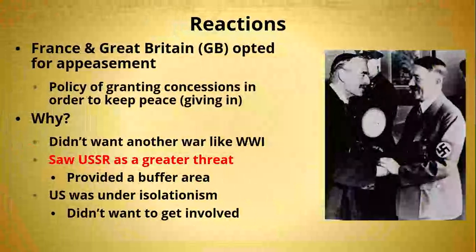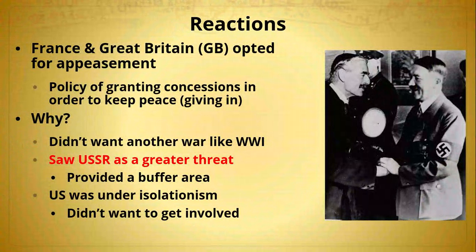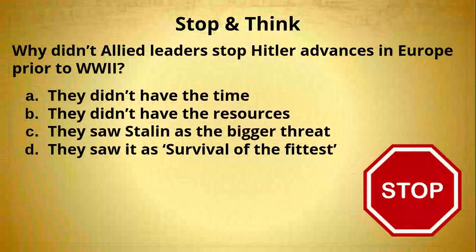So, how it builds up again is that Hitler is actually going to take over different parts of Europe. And Great Britain and France allowed it because they saw Stalin as the bigger threat. By Germany growing in power, that's a buffer area between France and Great Britain and the Soviet Union. So they said, have at it, Hitler, but you've got to promise not to do it anymore. Well, Hitler said yes, he promised, but then he quickly broke his promise. So, question number 3: why didn't the Allied leaders stop Hitler's advances in Europe prior to World War II?